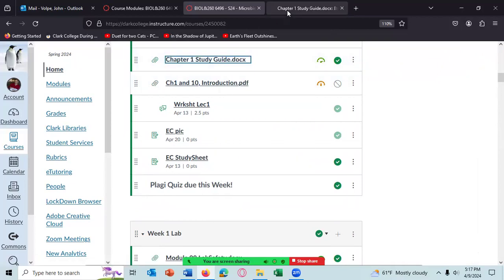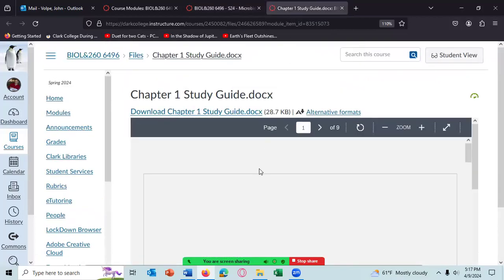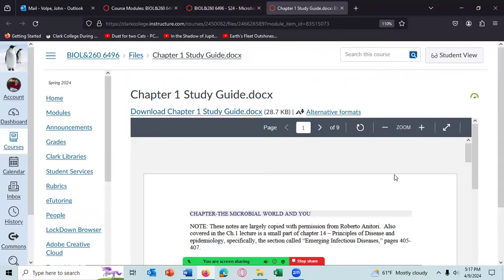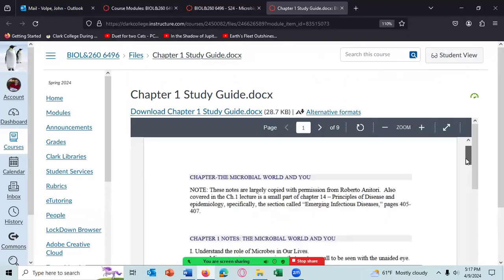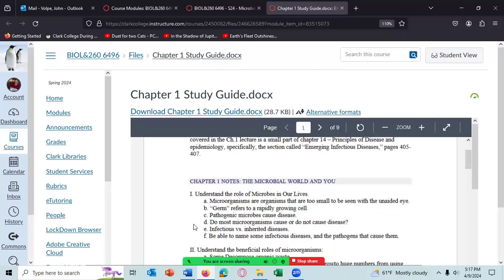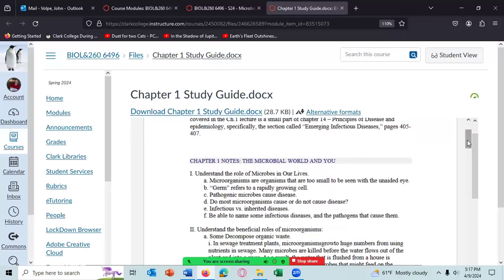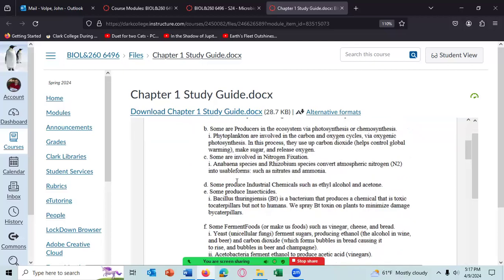Study guide. That will be the notes, and this will be all the information we're going to cover in the lecture, but in a text format. Any questions about any of that? So it'll be the same information we're covering in the lecture, just in a text format.